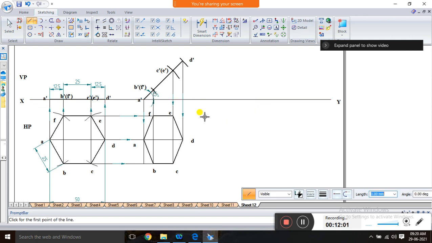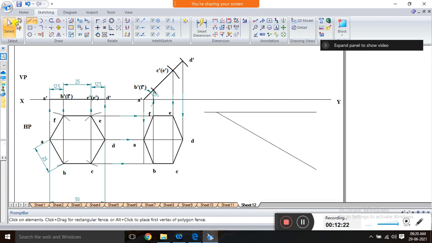For that, better you can draw one parallel line. Okay, so like this also you can do. Draw one horizontal line, then draw 30 degree with the help of the compass. So like this you have to draw.